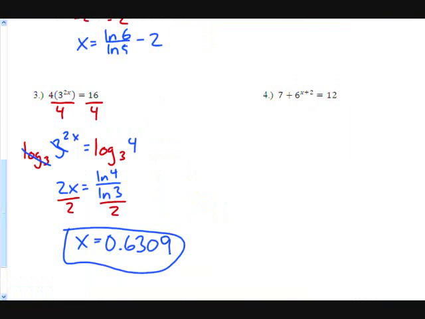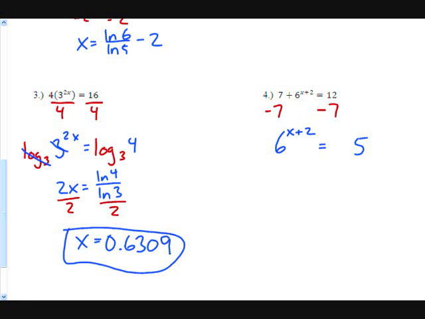On the next one, once again, the exponential part of the function is here. The thing that does not belong is the 7. All right, so I have to isolate the exponential part of the function, so I'm going to subtract the 7 from each side. That's going to leave me with a 6 to the x plus 2 equals 5.